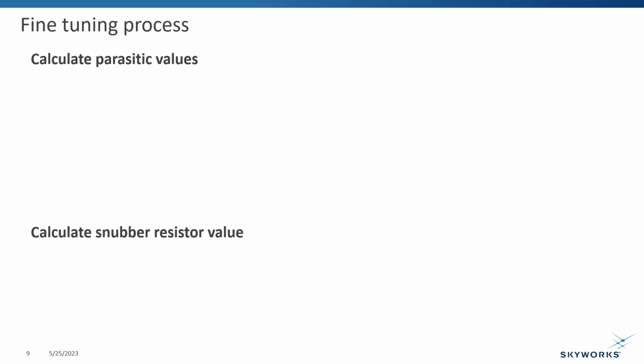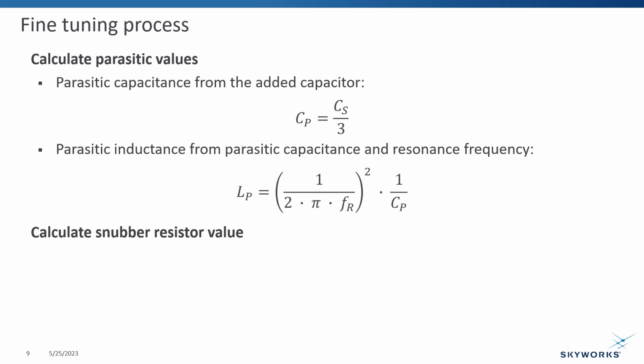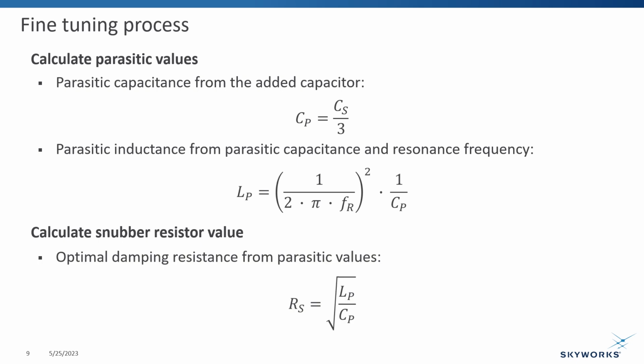Based on the snubber capacitor value, you can calculate the parasitic values of the switching circuit. This is what we need to calculate the snubber resistor value. The equation of the parasitic capacitance is very simple. Keep in mind that this is only true if the ringing frequency with the snubber capacitor added is half the resonance frequency. Parasitic inductance can be calculated from the parasitic capacitance and resonance frequency. Now that we have both parasitic capacitance and inductance values, we can calculate the snubber resistor value for optimal damping.